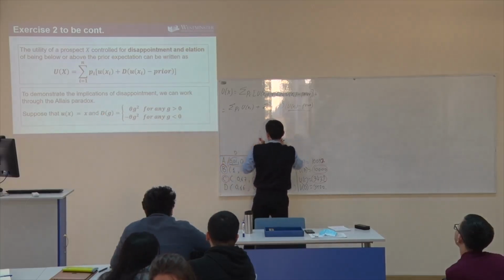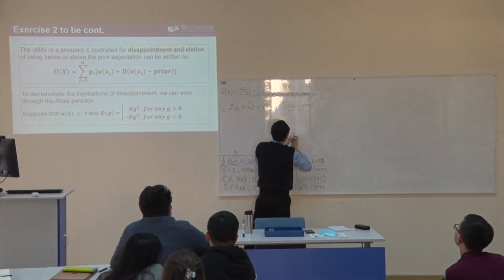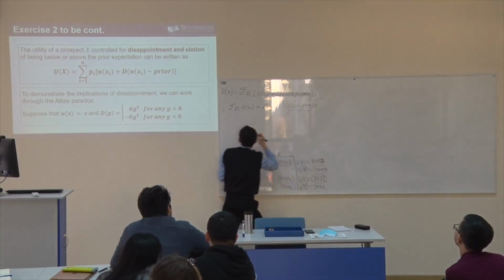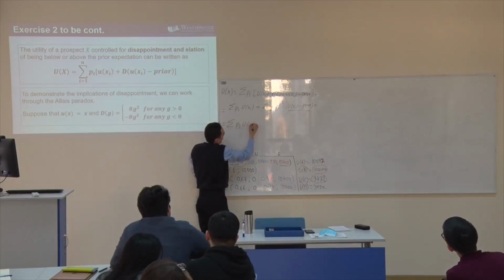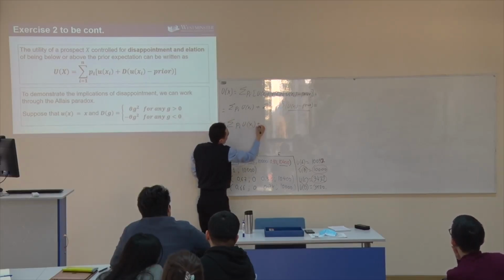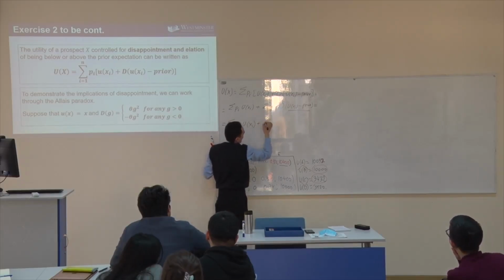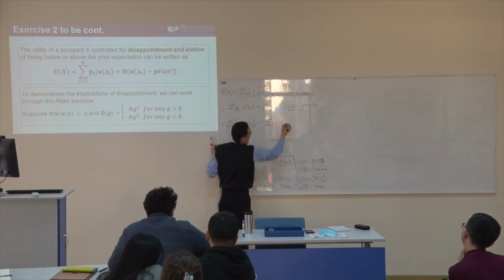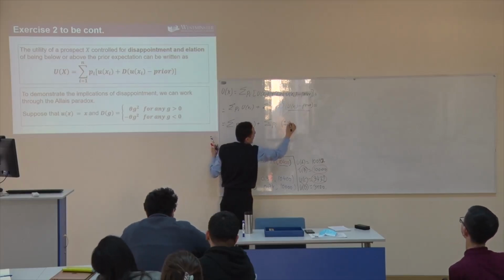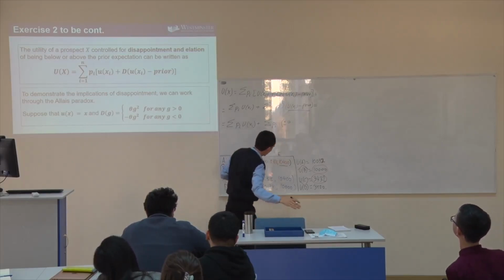So now I can write this formula as this one. So my sum of probability of i times the utility from the payoff, plus, now this is the sum of probability of i times plus or minus theta g squared.